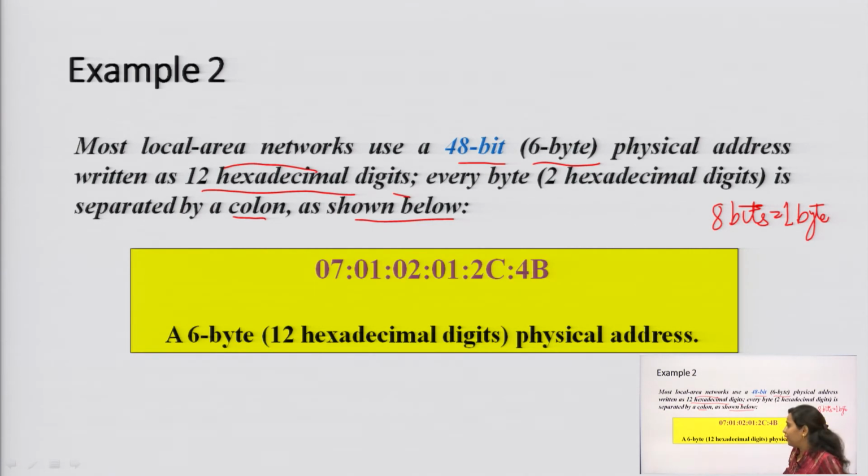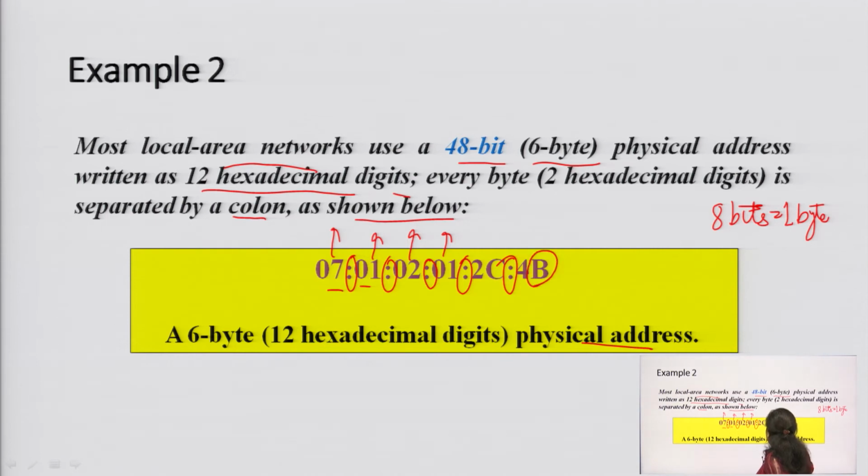Now, you can see that most local area networks use this physical address, which is written as 12 hexadecimal digits. A 6 byte or 12 hexadecimal digit physical address is written like this, and the bytes are separated by a colon. This is the separation of the hexadecimal parts. Two hexadecimal digits are separated by the colon. So, this is the first, this is the second, and so on.